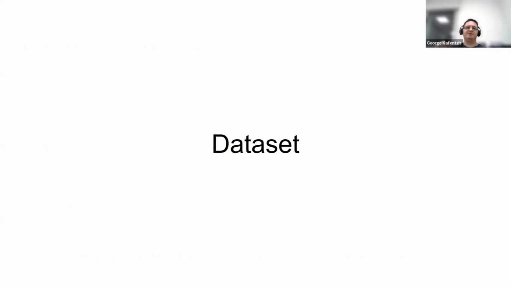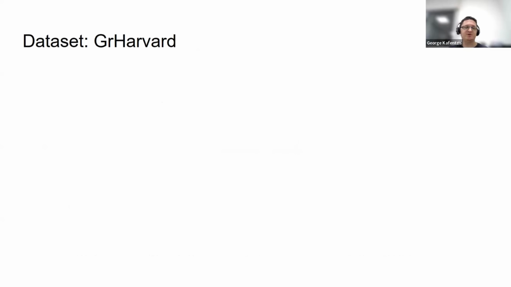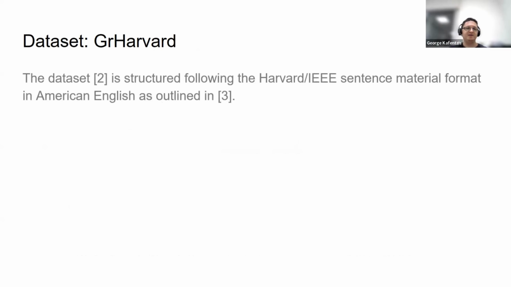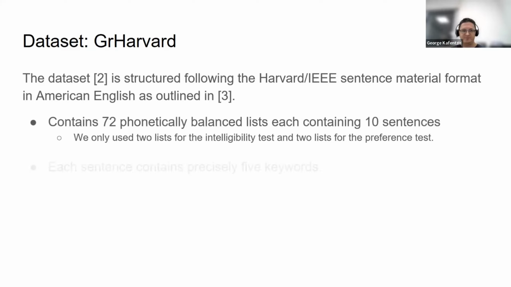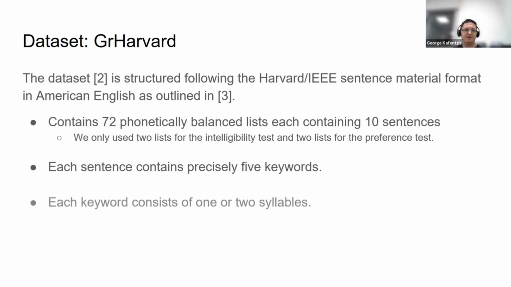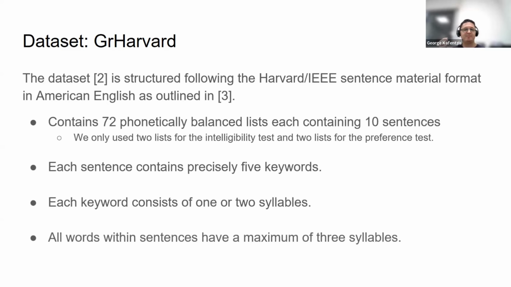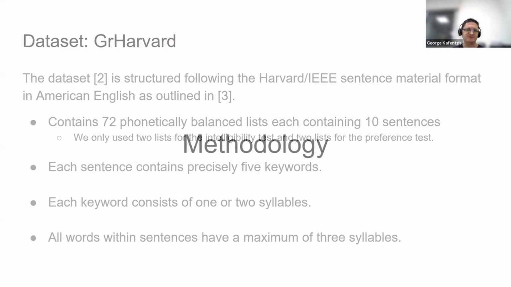For the experiments, we used a specific data set called GR Harvard. It's a recently compiled data set that follows the Harvard IEEE structure of sentences of American English as presented in the literature. It contains several phonetically balanced lists, each containing 10 sentences, and we used only 4 of them. Each sentence in the list contains precisely 5 keywords. Each keyword consists of 1 or 2 syllables, and all words within sentences have a maximum of 3 syllables, following the IEEE Harvard style of sentences.